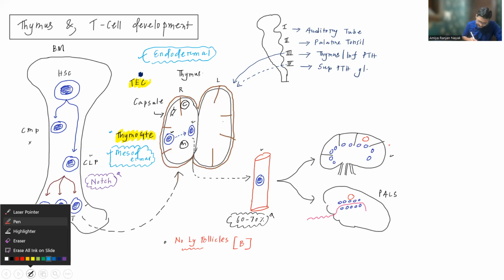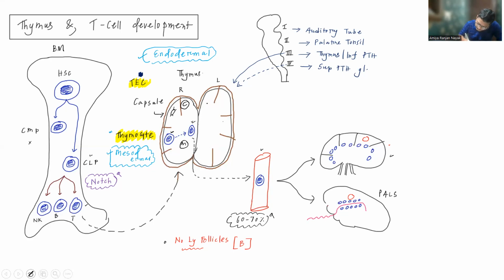So basically, inside the thymus, you can also find B lymphocytes, in lesser number. However, these B lymphocytes will not make follicles. Usually they are present in a random fashion.